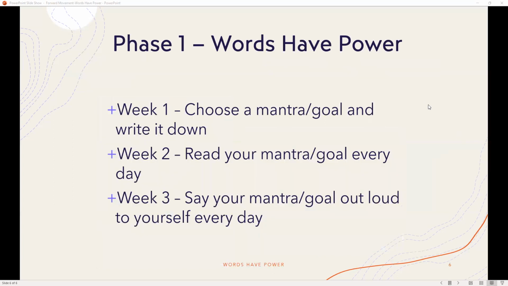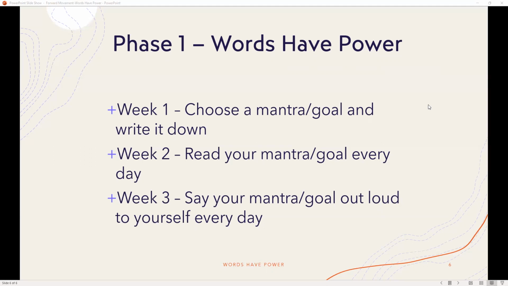So now I just want to go over phase 1 of my 12-week plan, which is Words Have Power. And these 3 weeks that I've created in this phase are very simple. It's not a lot of work that you have to do. And you can look at this whole plan as a framework. If you think about it, a frame is just kind of a boundary that allows you to work within a boundary. And what does a frame do? It usually frames a picture.